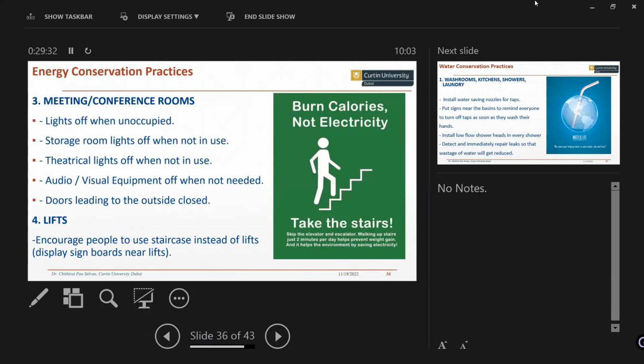Lights off in storage rooms when not in use. Lights in the laboratory off when not in use. Audio visual equipment off when not in use. Encourage using the stairs instead of the lift.